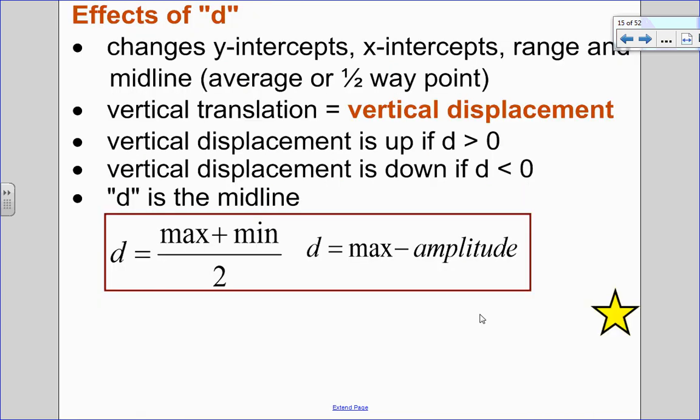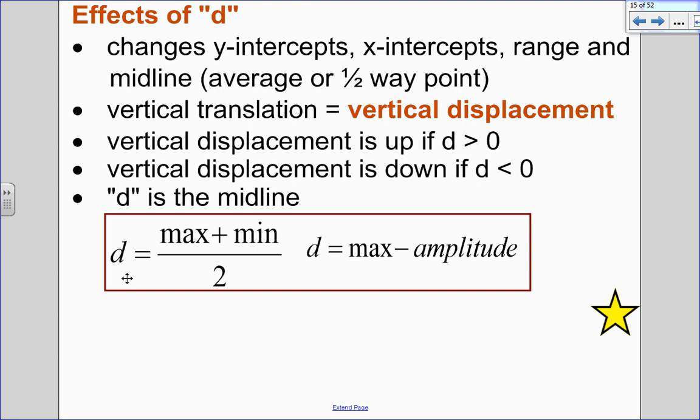So let's put it all together, the effects of D. D changes the y-intercepts, the x-intercepts, the range, and the midline. Midline is your average line, your halfway point of the graph. So a vertical translation from chapter 1 in this chapter is called a vertical displacement. We're going up if it's positive, down if it's negative.